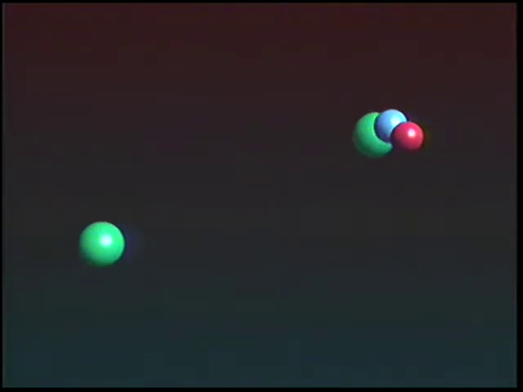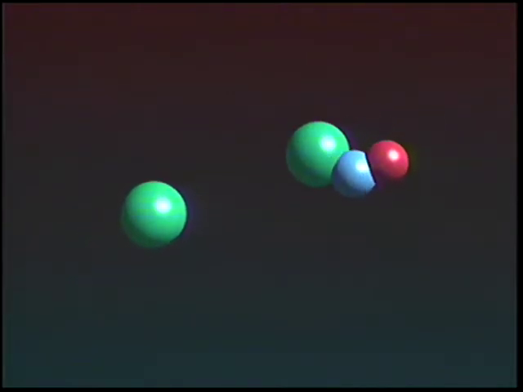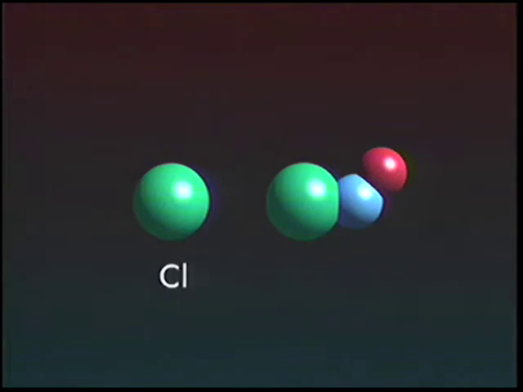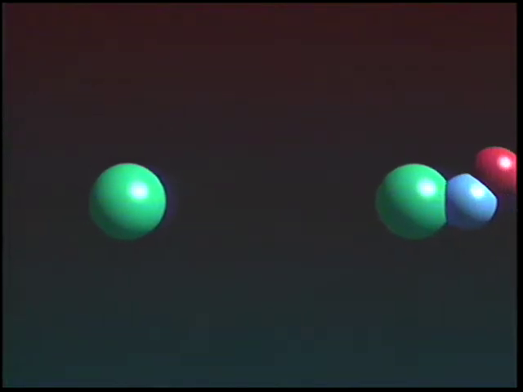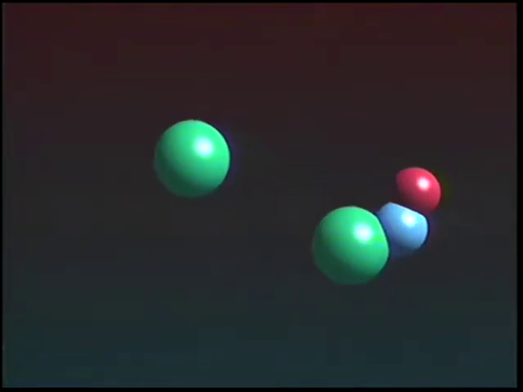For a collision to be effective, the reactants must have enough energy to break bonds and form new bonds. Let's take a look at the reaction between chlorine atoms and NaCl molecules. If the reactants are not energetic enough, no product is formed and the collision is said to be ineffective.